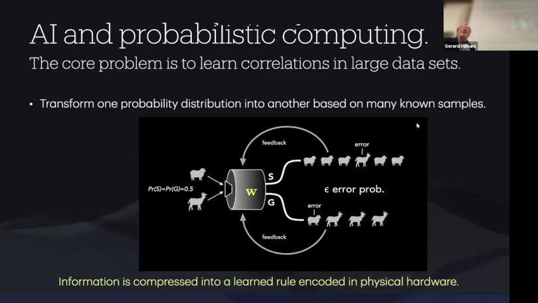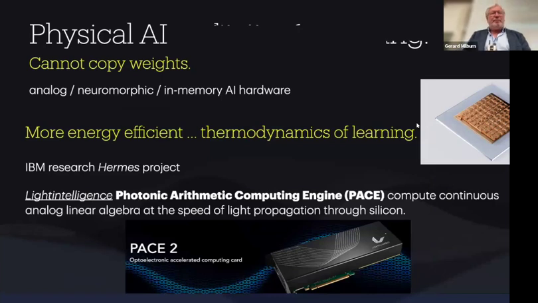So in this, what's happening is that this machine has now learned the difference between a sheep and a goat. I can't tell you where in that machine it has the difference between a sheep and a goat. I can't go in and say, that particular pulley there, that's the sheep pulley. It's the whole thing together that is encoding what's going on. So the information is being compressed into a learned rule encoded in the physical hardware. So this means physical AI like this cannot be copied.